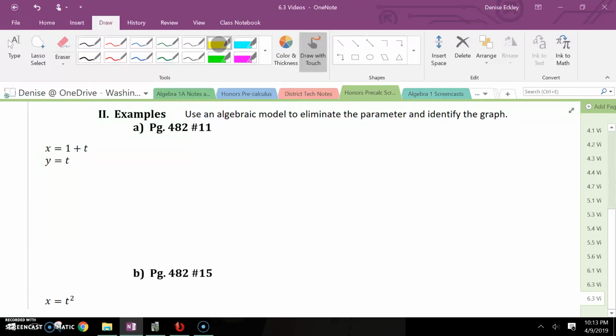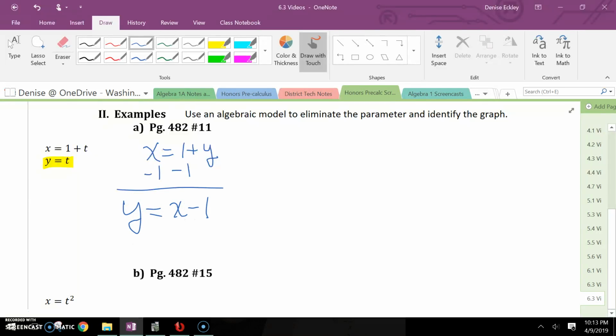So as you can see, our y equation is already solved for t. So what I'm going to do is I'm going to substitute y in the x equation where I see a t. So I'm going to have x equals 1 plus y. And then solving this for y, I'm going to have y equals x minus 1. So we can see that this is a line. That's the equation of a line. And it passes through the points 0, negative 1, and the point 1, 0.